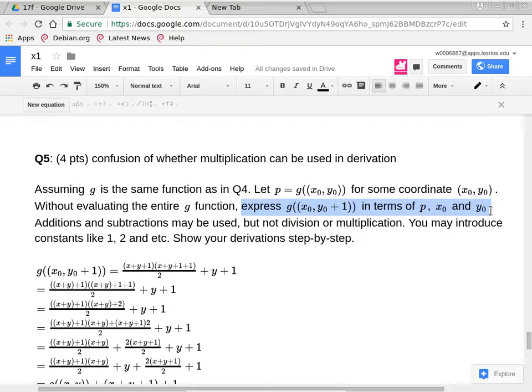Well, okay, so I can tell you, I guess the best way to do it is to see that in the final answer you cannot use division or multiplication.